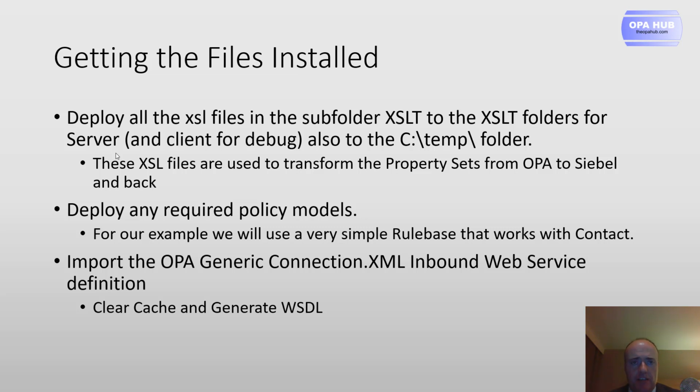The XSL files, in typical Siebel style, are used for property set transformation, essentially, swapping backwards and forwards between OPA and Siebel, and in some cases, removing extraneous tags that we don't need.